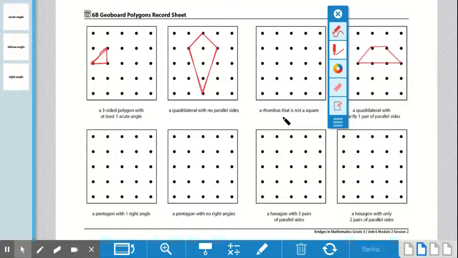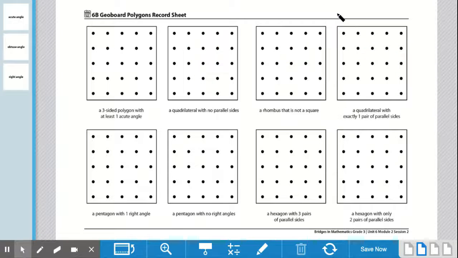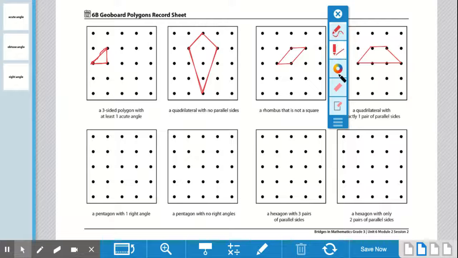Well, a rhombus that's not a square, I'm going to draw a regular rhombus. That's better. And last, I'm going to draw a quadrilateral with exactly one pair of parallel sides. My favorite shape, a trapezoid. If I want to change the color, I click on the rainbow color wheel here and change it. And then you can press save now on the bottom, or saved.